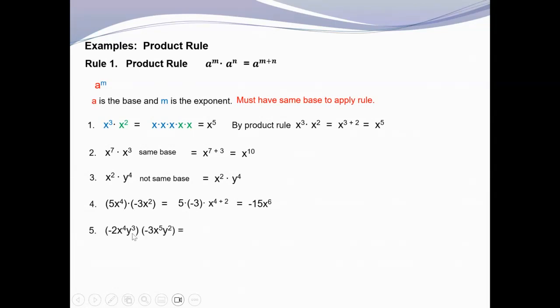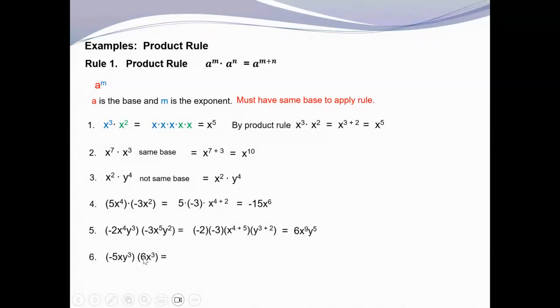For example, this one here. Negative 2 times negative 3 is going to give us 6. We have the same base, x and x, so we're going to add the exponents for the x's. So it's going to be 6 x to the 9th and y to the 5th power. And here's how you do the work, or here's the explanation. So it's going to be 6 x to the 9th, y to the 5th.